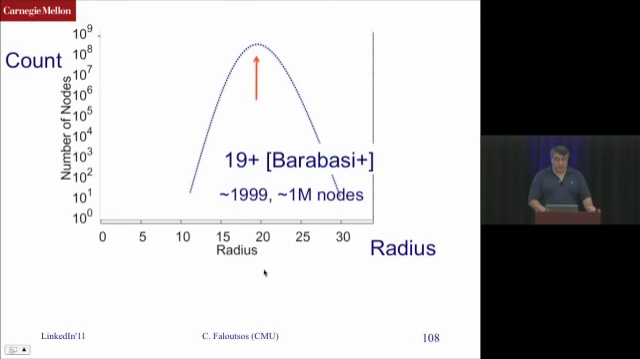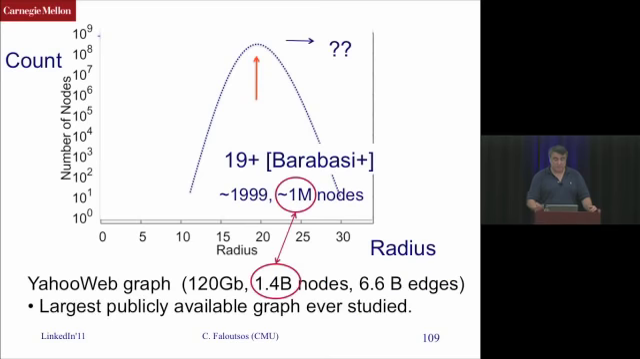So the results: the horizontal axis here is the radius of every node, and the vertical axis is the count. How many nodes of the graph have radius 0, 1, 2, 3. So 13 years ago, Barabasi studied a small part of the web, 1 million nodes, from a crawl of Notre Dame, and found in a milestone paper that the diameter was 19. So with 19 hops, everybody can reach everybody else. This was impressive. It's still impressive, right?